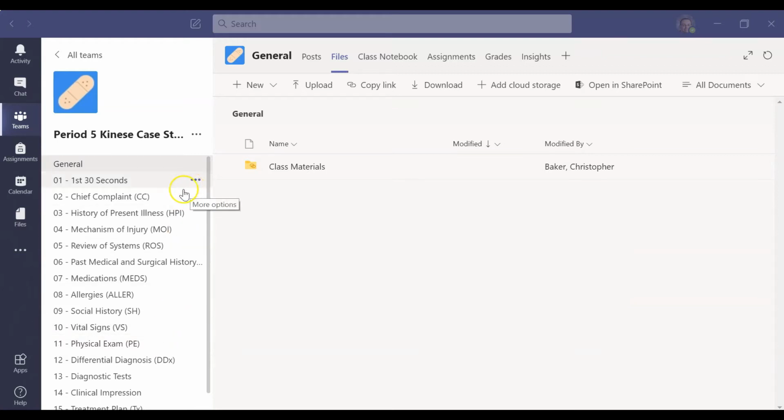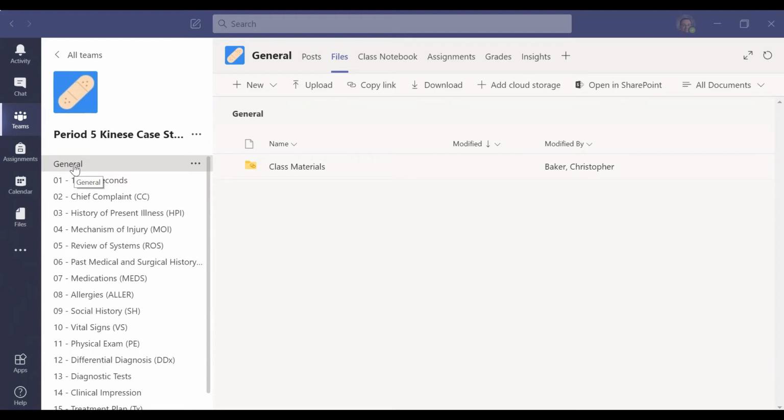So here we have our 5th period Microsoft Teams setup, and it's broken down into channels. You can make as many channels as you'd like. There might be some limits. I don't know if you can make 500 channels, but basically what you're trying to do is set up different channels or different threads for chats.